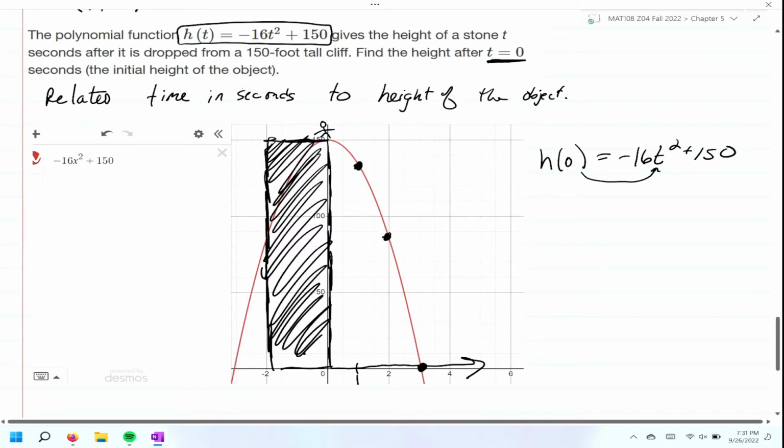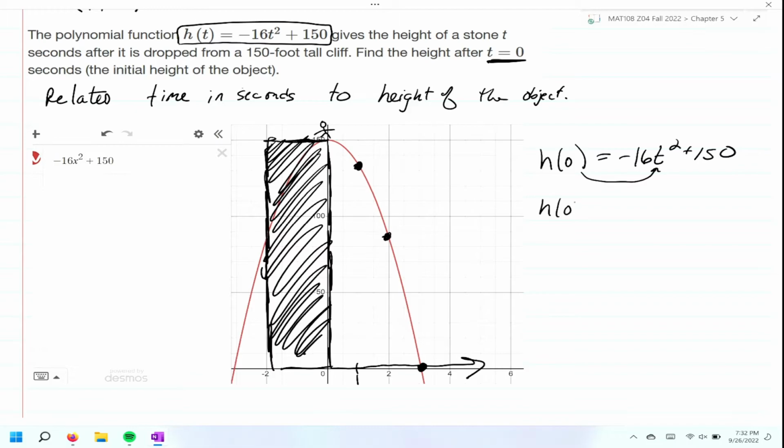So we're going to go ahead and make our substitution. Negative 16 times 0 to the second, evaluate the exponent first. 0 to the second is 0. Negative 16 times 0 is 0. Our initial height is 150 feet, which makes absolute sense. Okay? Now, if we wanted to, like I said, we could take this a little bit further.